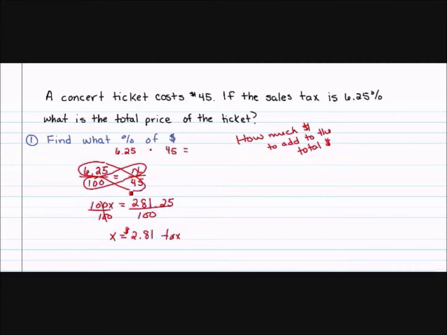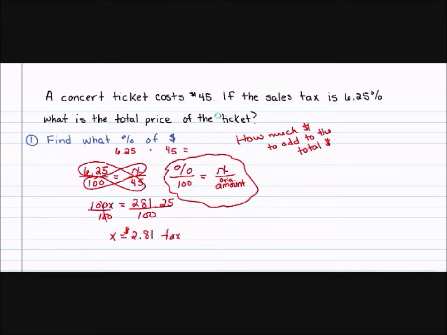And just to be sure you're following this, the formula is percent over 100 equals x over the amount. You're talking about the original amount. Okay? This is the formula here that I used.